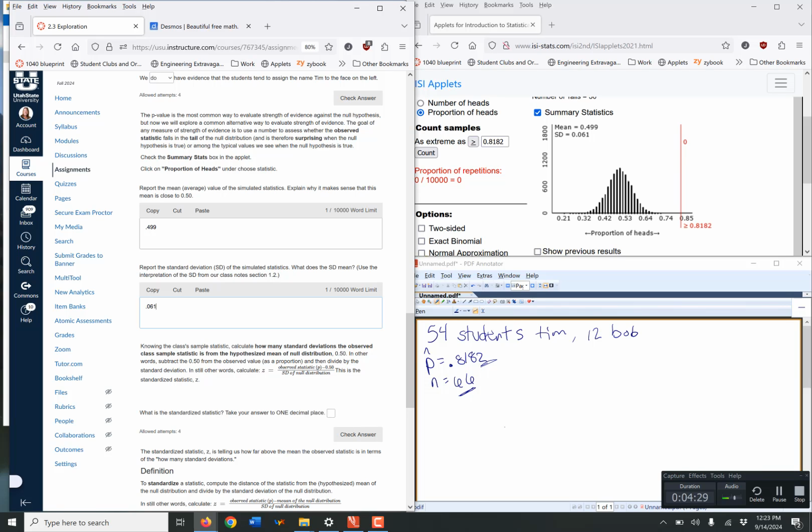Once we know our mean and our standard deviation, we can calculate our z-value, our standardized statistic. It says here z equals our observed statistic, which is 0.8182, minus the mean of our null distribution, which we said should be 0.5. You can use either, because they'll be about the same, just rounding because you're simulating. So you can subtract 0.5 or you can subtract that 0.499, and then divide by the standard deviation of the null distribution. Whatever you get, that's your standardized statistic z.